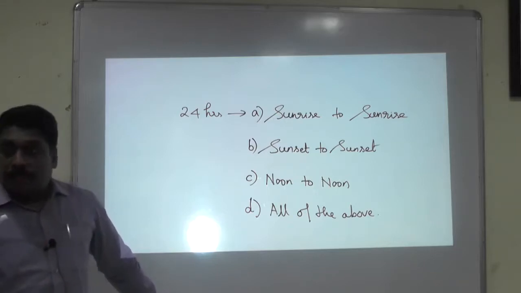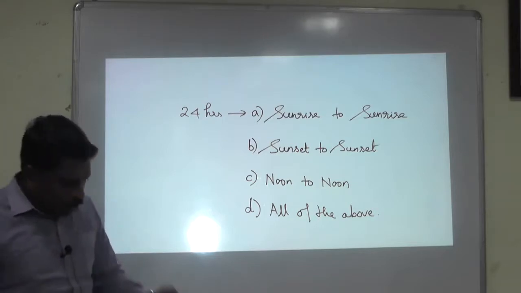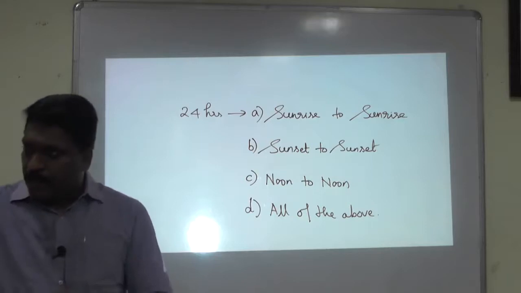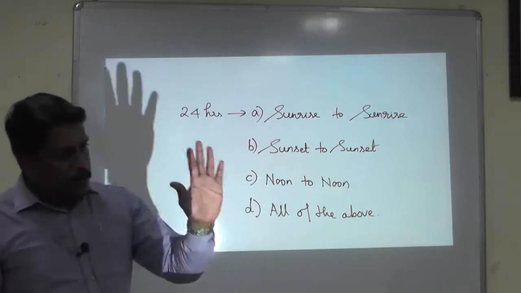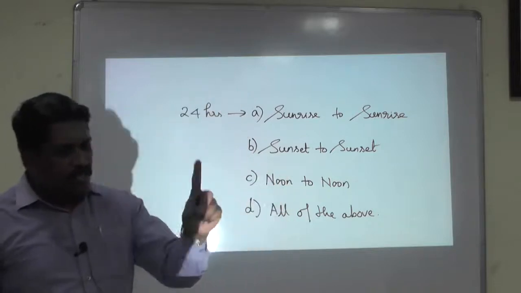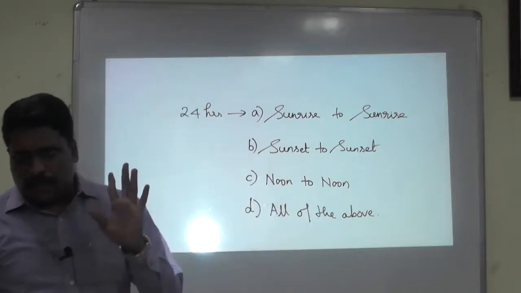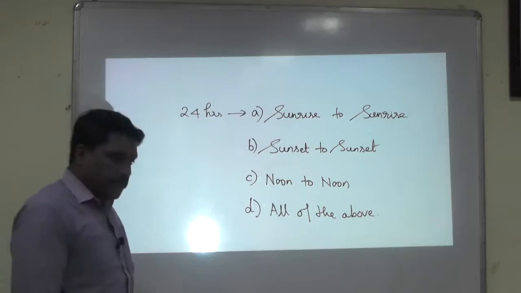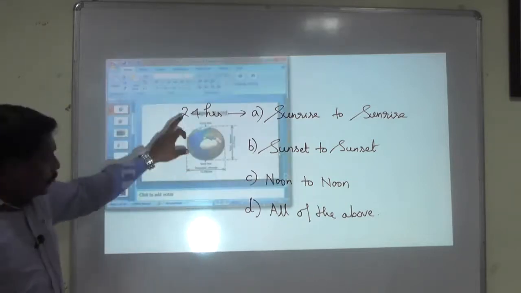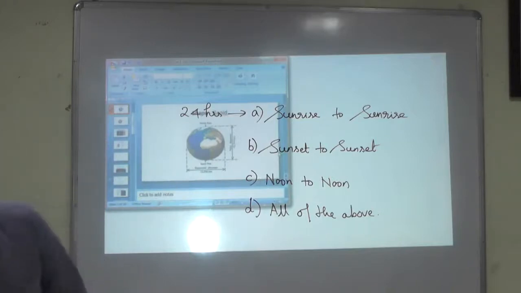If you ask me what that place is, it is the equator. The equator is the only place where every day the sun will rise at 6 a.m. and set at 6 p.m. But that is only with respect to the equator. Every other place, my friend, sunrise and sunset time will be different. So if that is the case, you tell me which is the best option here, my friend.